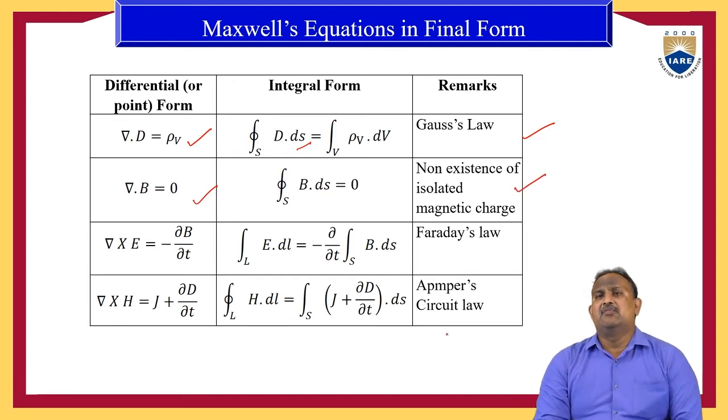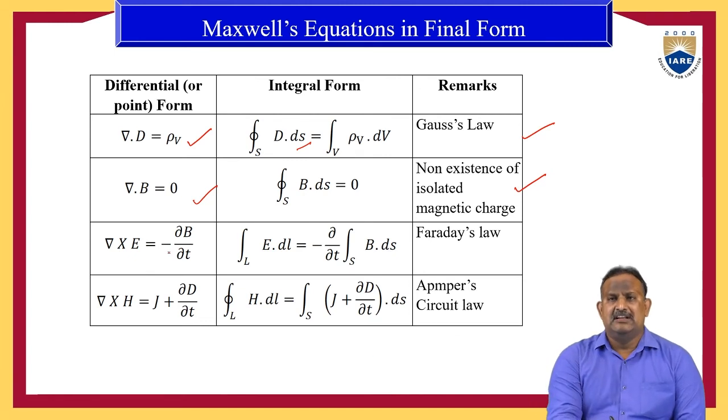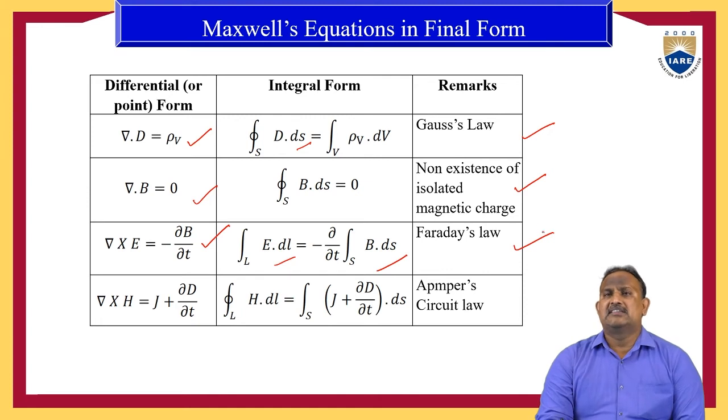And the third Maxwell equation for time varying field is del cross E equal to minus dou B by dou T, or it can be expressed as the line integral of E dot dl equal to minus dou by dou T of the surface integral of B dot dS, which is known as Faraday's law. From Faraday's law, we can define the time varying Maxwell equation for the electric field.